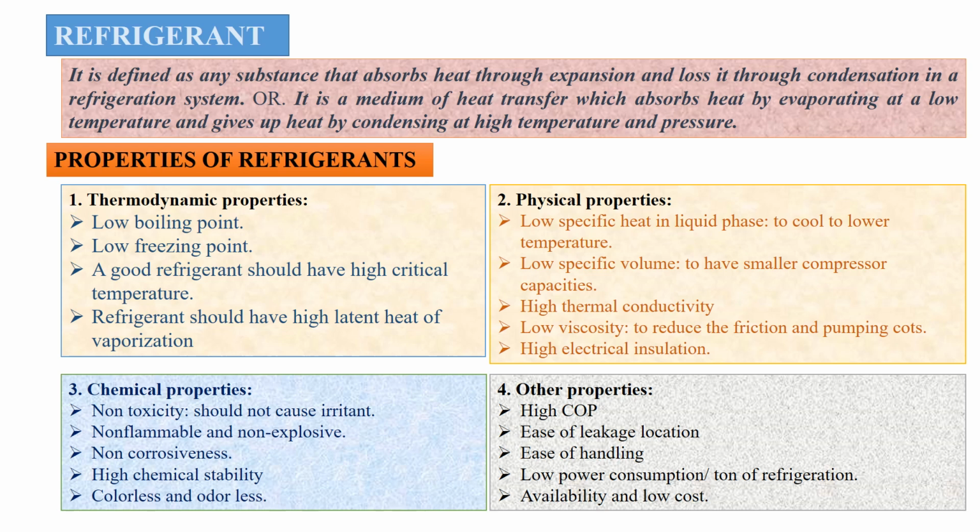A good refrigerant should have a high critical temperature and a high latent heat of evaporation. Why is the latent heat of evaporation high? Because in the evaporator it changes phase from liquid to vapor, and in the condenser it changes from vapor to liquid. So if we want to convert from one form to the other, we require high latent heat of vaporization.